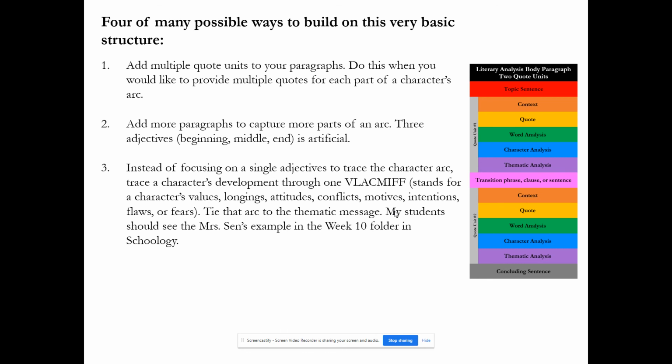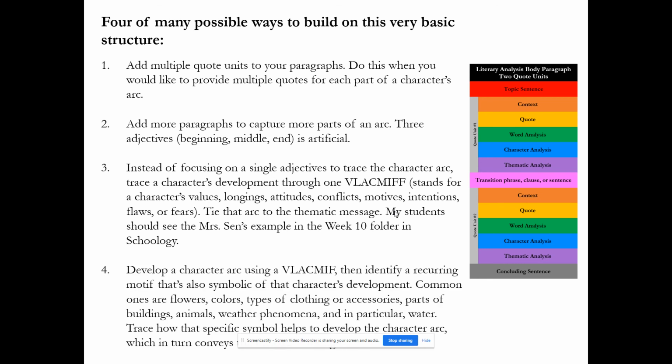Again, having 3 points is artificial. There could be multiple. But instead of just using an adjective to describe the character, which is kind of simplistic and feels funny even to stronger writers, you can follow a VLACMIF through the story, and that's a much stronger way to do the literary analysis. So that arc, of course, would still tie to a thematic message. My students can see an example of this. I provided an example with a short story by Jhumpa Lahiri called Mrs. Sen's. It's in the week 10 folder in Schoology in fall. This is fall 2020, of course.